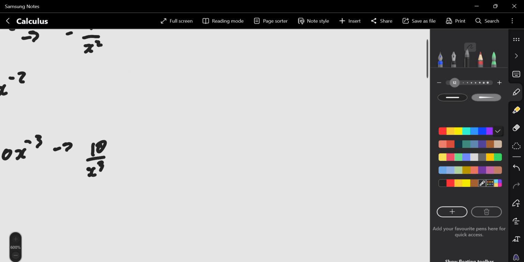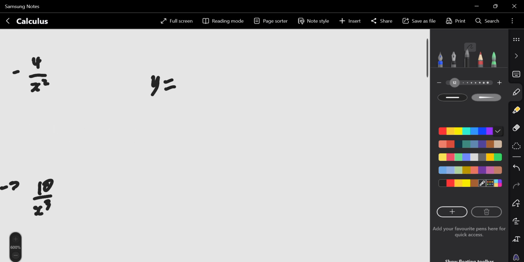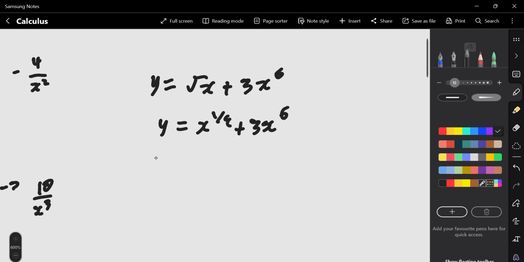Oh, wait, we should probably cover the square root as well. So let's do y equals the square root of x plus 3x to the 6. Rewrite this as a power, x to the half plus 3x to the 6. y prime is going to be a half x to the minus a half plus 18x to the 5.